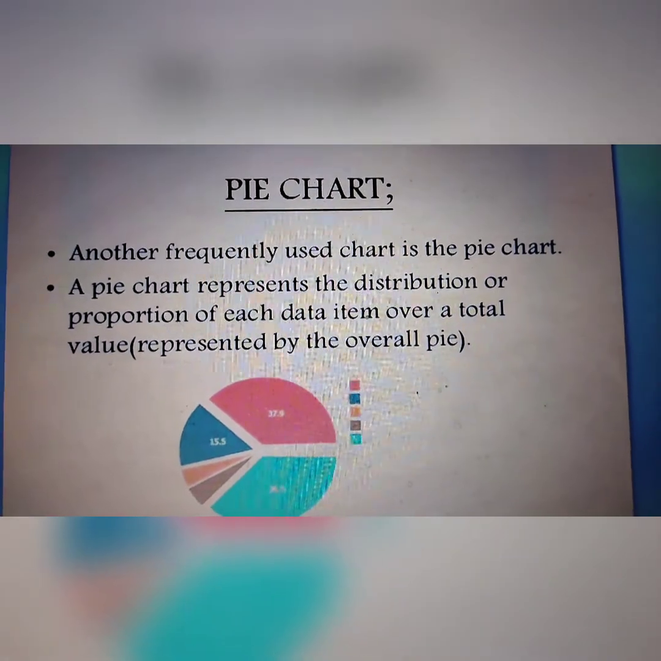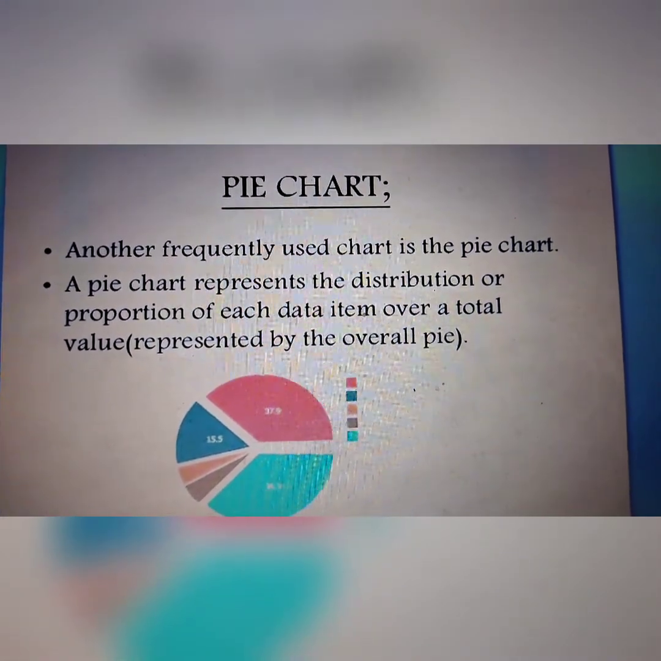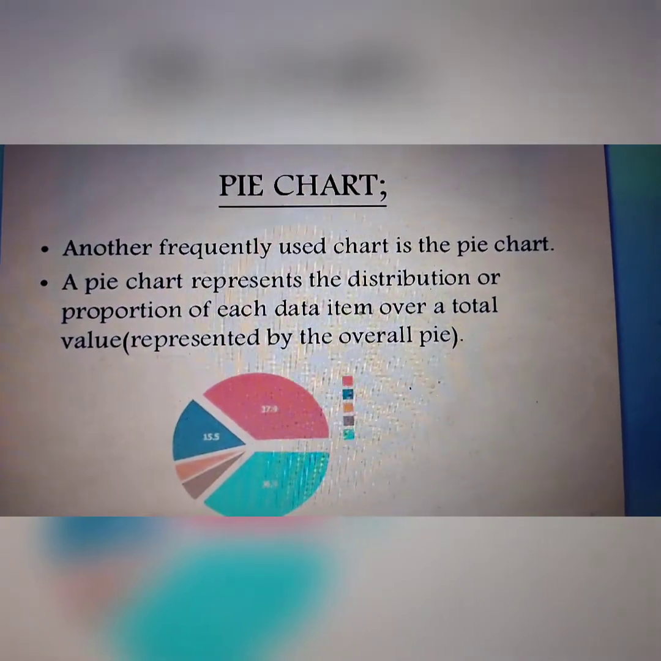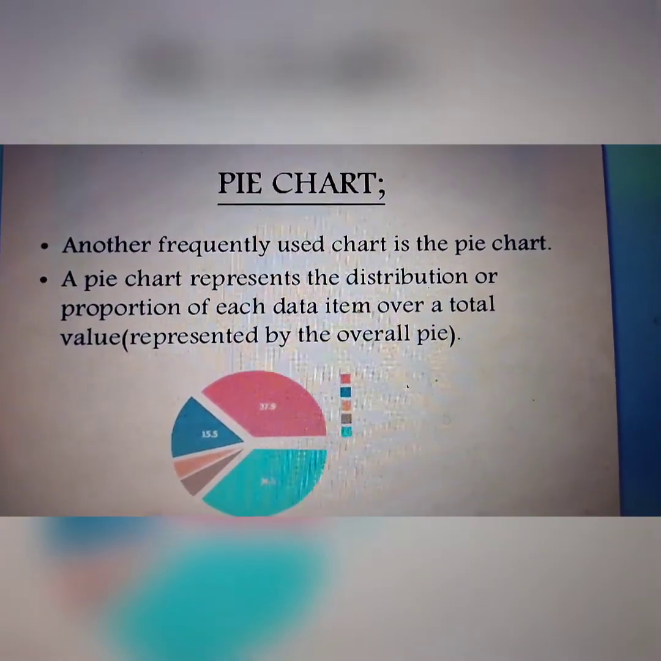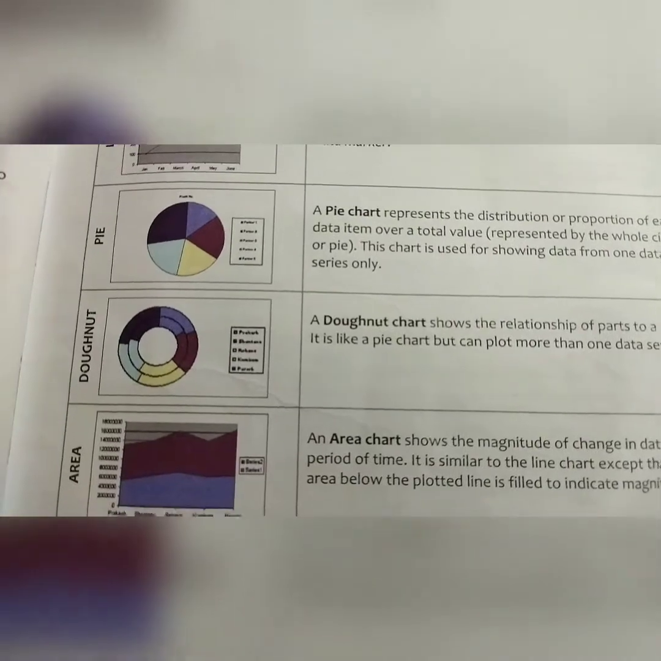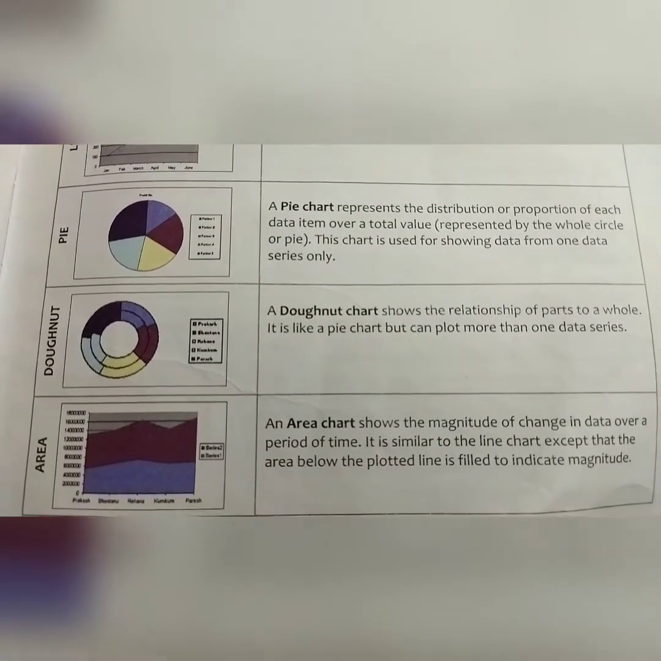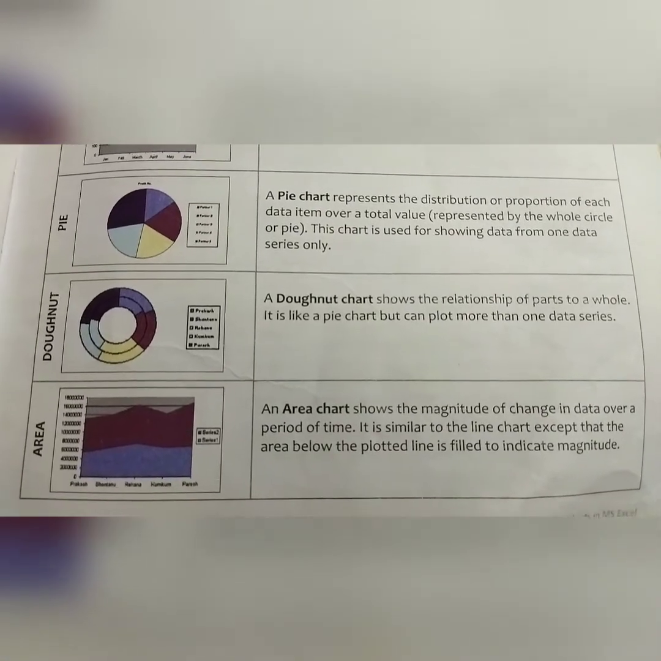Another frequently used chart is the pie chart. A pie chart represents the distribution or proportion of each data item over a total value represented by the overall pie. Next is your doughnut chart. It shows the relationship of parts to a whole. It is like a pie chart but can plot more than one data series.